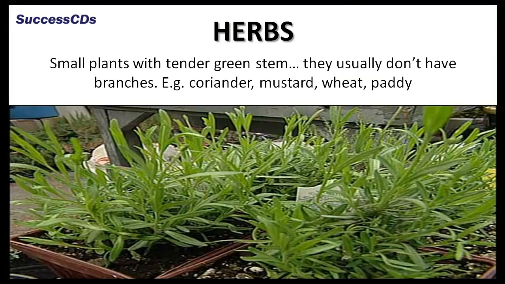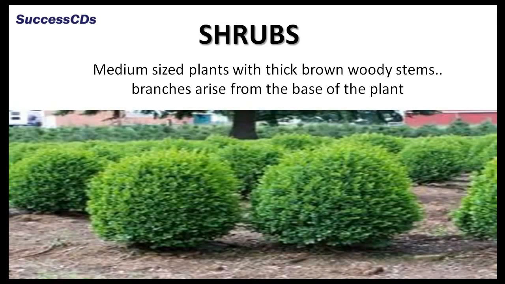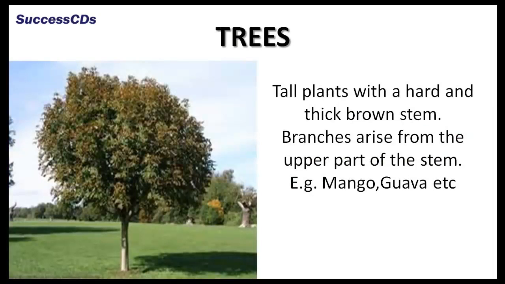They are herbs. Small plants with tender green stems, usually having no branches, are called herbs. Coriander, mustard, wheat, paddy fall under this category. Shrubs are medium-sized plants with thick brown woody stems. Branches arise from the base of the plant. Example, rose, hibiscus, etc. Trees are tall plants with a hard and thick brown stem.